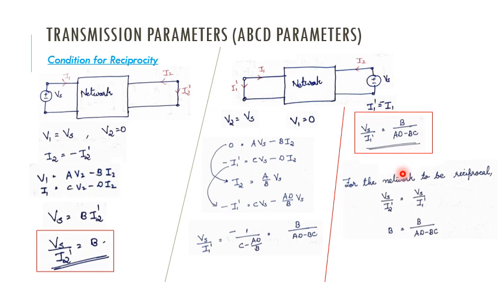Now for this network to be reciprocal, excitation to response ratio in the first case should be the same as excitation to response ratio in the second case. That means B should be equal to B divided by AD minus BC. From here we can write AD minus BC is equal to 1. This is the condition for the network to be reciprocal.